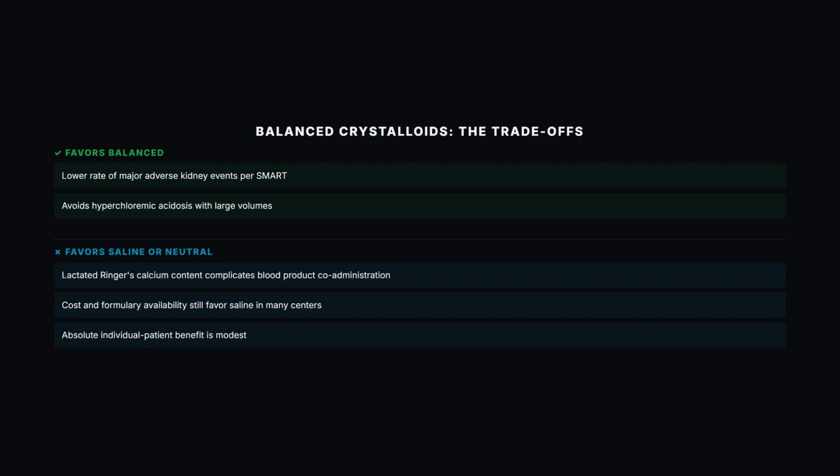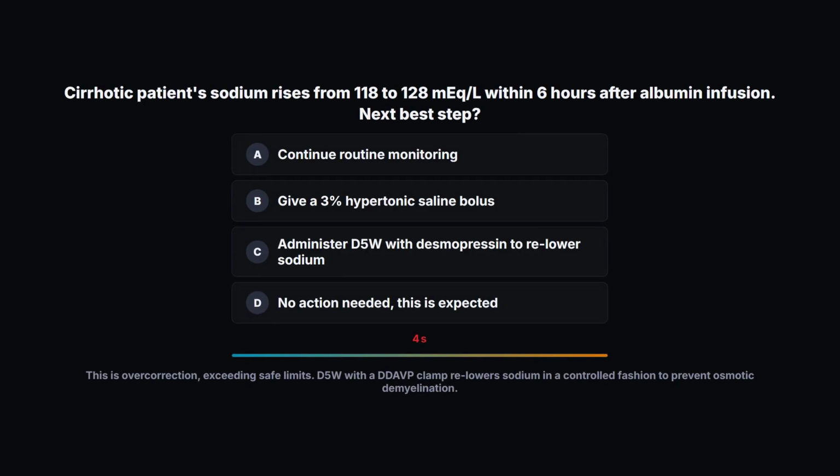Is it real? How fast did it happen? What's driving it? Does the correction have a hard ceiling? And does the fluid choice itself need reconsidering? Quick case to close. A cirrhotic patient's sodium rises from 118 to 128 within 6 hours after an albumin infusion suppresses ADH. What's the next best step?